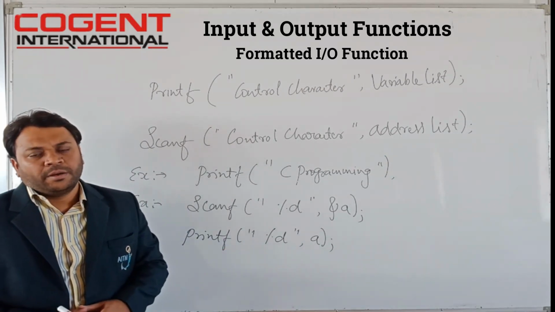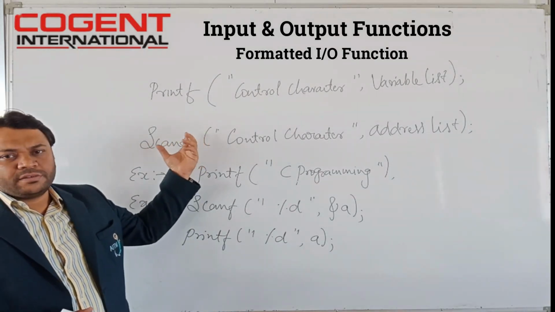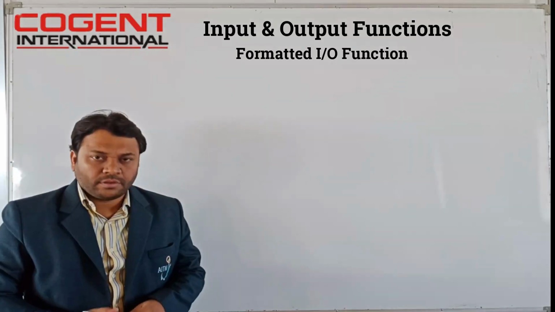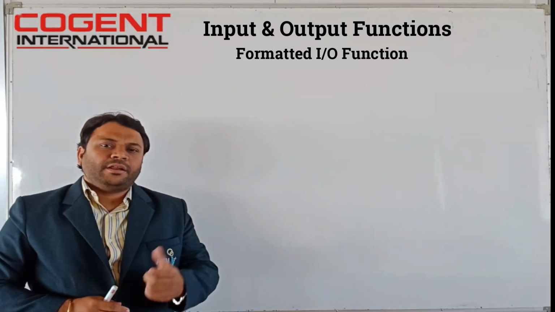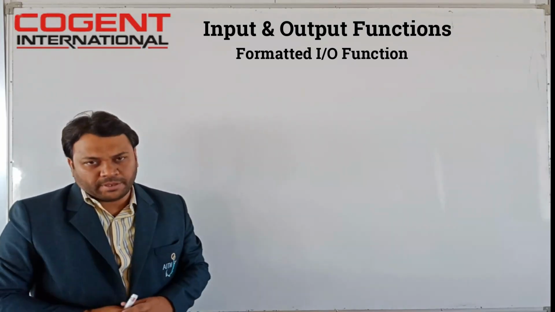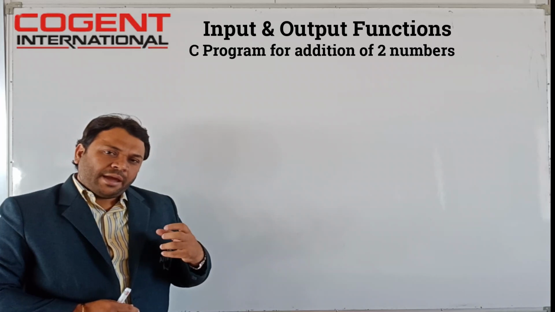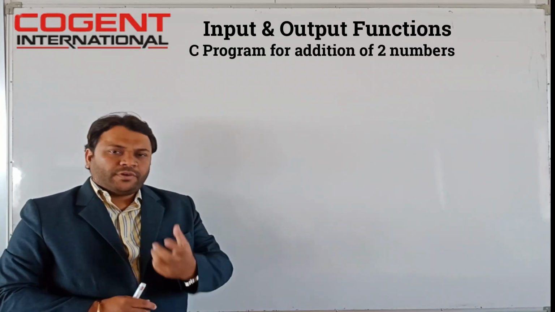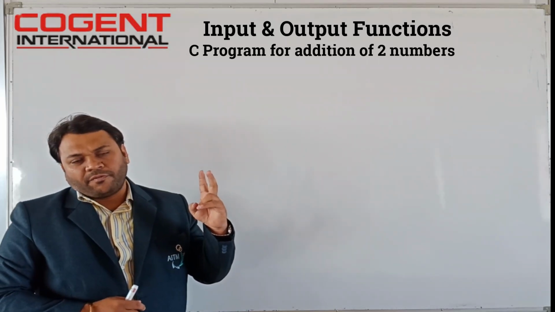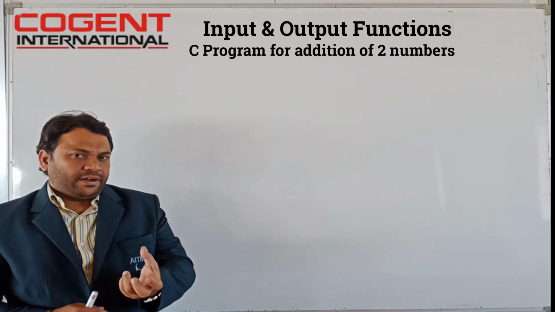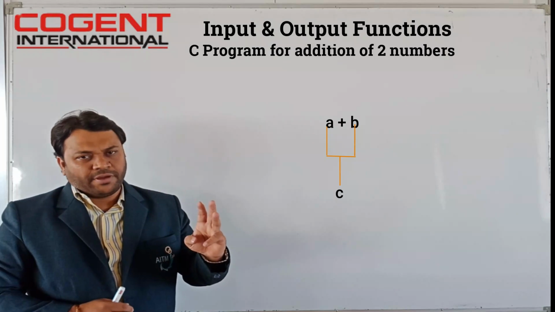Now let us understand a simple C program to understand these scanf and printf better. In this program example, I'll perform the addition of two numbers here. So, a C program for addition of two numbers. If I am performing the addition of two numbers, I require two variables here. Then after performing the addition, I'll get the result, right? That result has to be stored into another variable. So I require three variables.